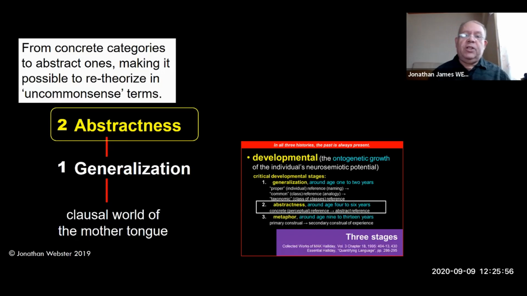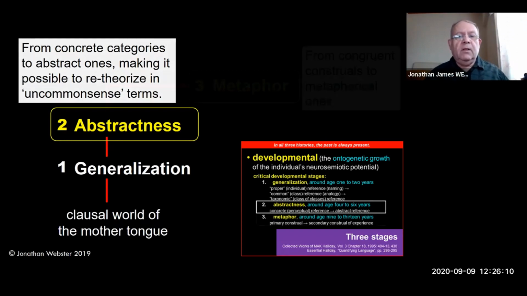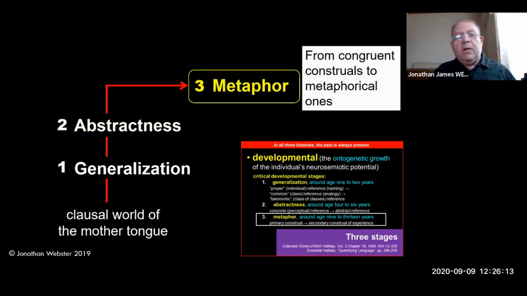But notice the direction that we're going: generalizing, generalization, abstractness. We're becoming ever more abstract, right? It's in a direction of abstractness that we're moving. But then we seem to take a sidestep away from this abstracting to metaphor. And we take those congruent ways of thinking, those default ways of thinking, and we can change them.